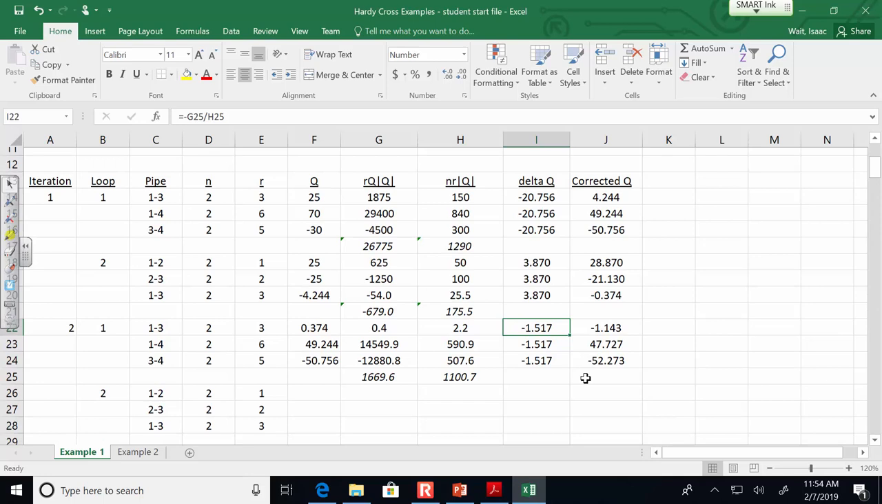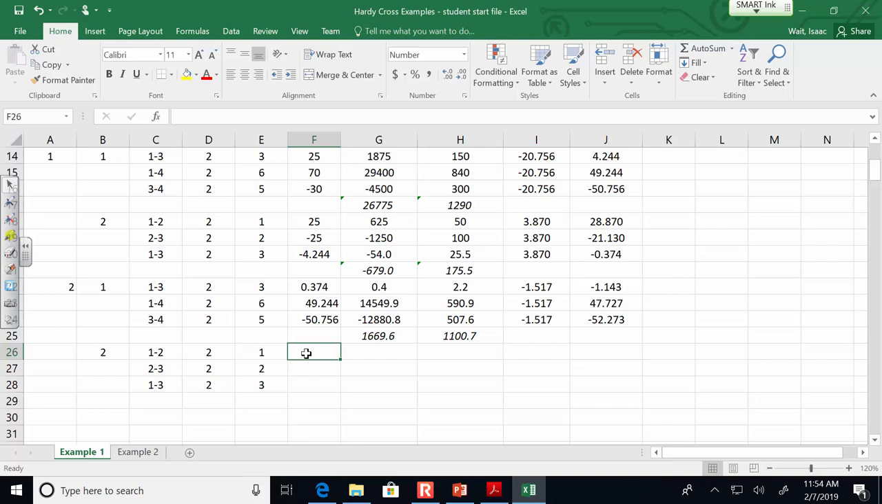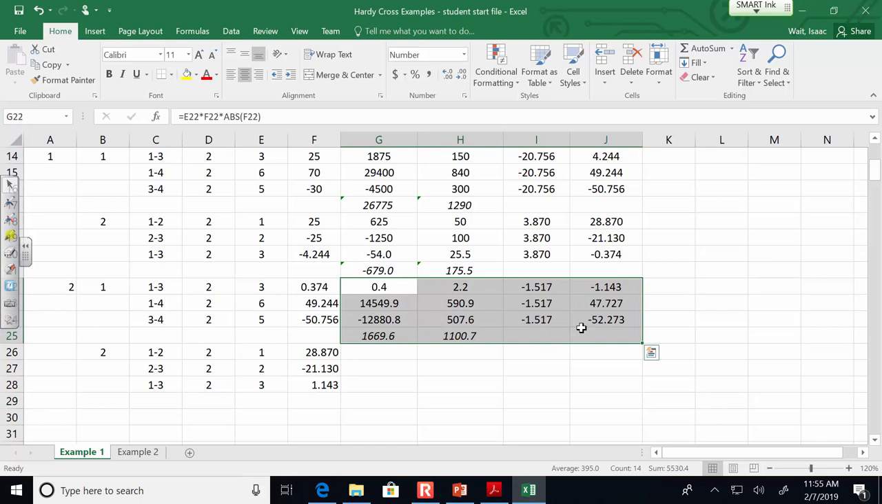All right, so now we just do the same thing for loop 2. So use your most recent guess of the flow rate. So here's my most recent guess of pipe 1-2. Here's my most recent guess of 2-3. And I always have to have kind of like a warning to myself, this is that common pipe. I don't want to make a mistake. So it's equals minus 1-3 for that common pipe. Okay. And then I can just highlight everything, copy and paste.